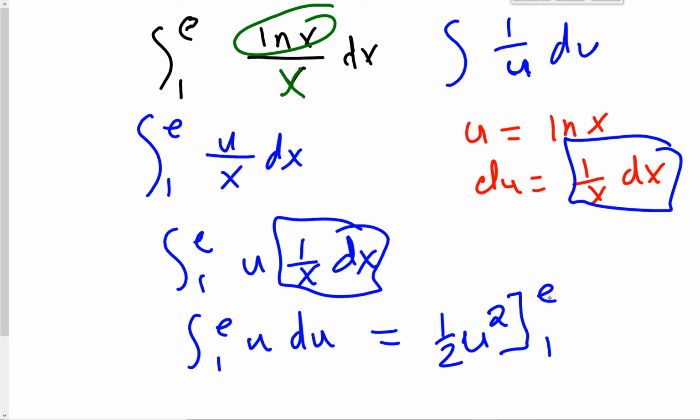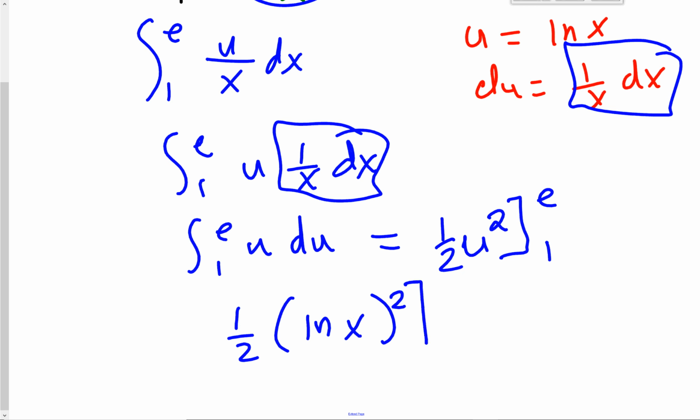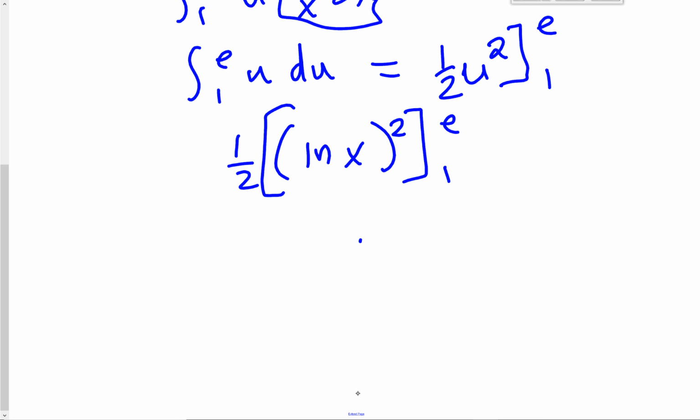Now be careful, I don't plug in 1 and e yet, because 1 and e actually go in where there's an x, right? So I need to replace my u first. So my u was ln of x, and then that is being squared. And now I'm taking that from 1 to e. So now I can plug in my e. ln of e is just 1. ln of e minus ln of 1, and ln of 1 is just 0.